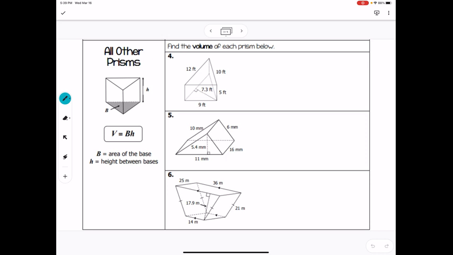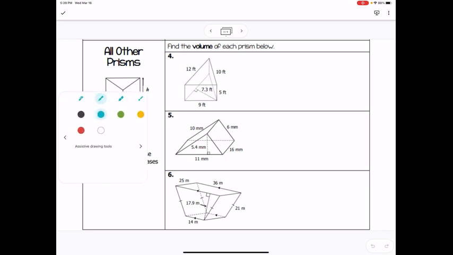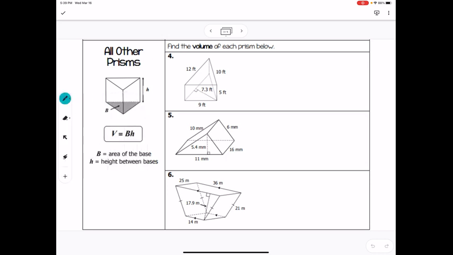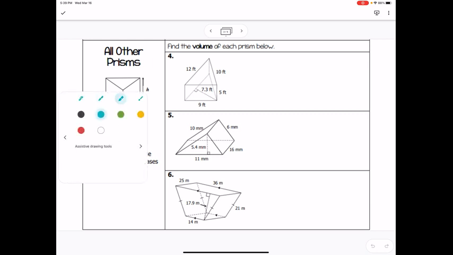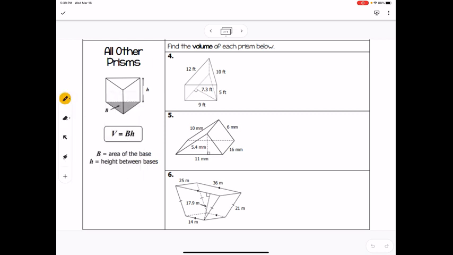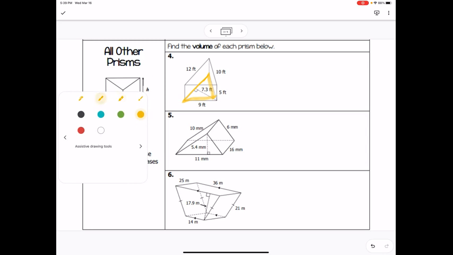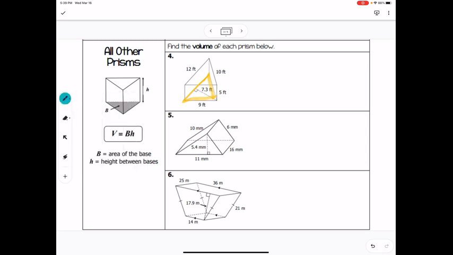So let's look and identify the base here. Right here, this is my base. That is the triangle face. I have an identical triangle face right here, and then that would identify 5 as my height because it is the distance between the two bases, those identical congruent faces.